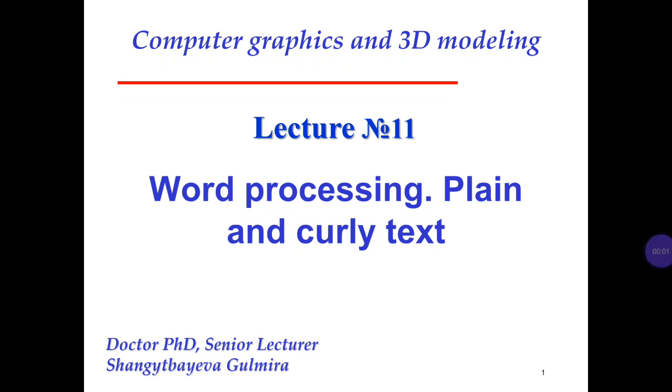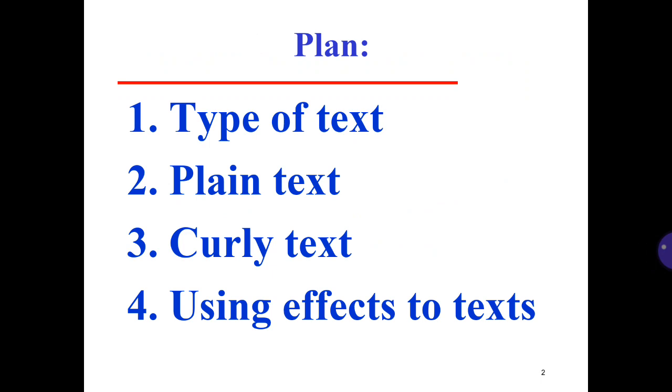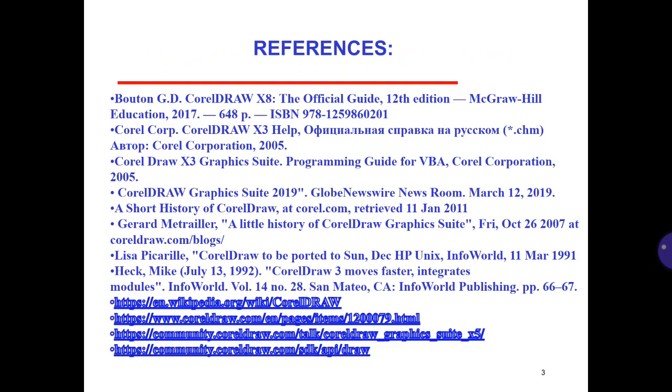Computer graphics and 3D modeling. Lecture number 11. Word processing. Plain and curly text. First, type of text. Second, plain text. Third, curly text. Fourth, using effects to text. There are some references.